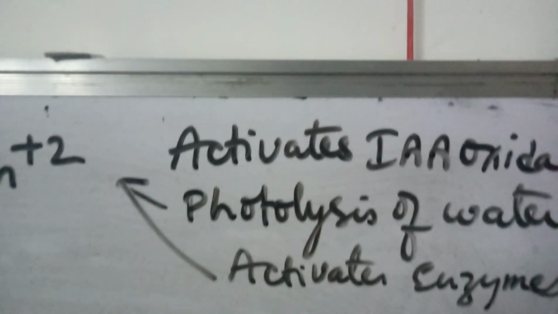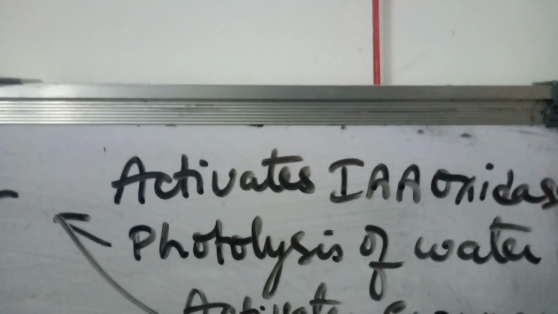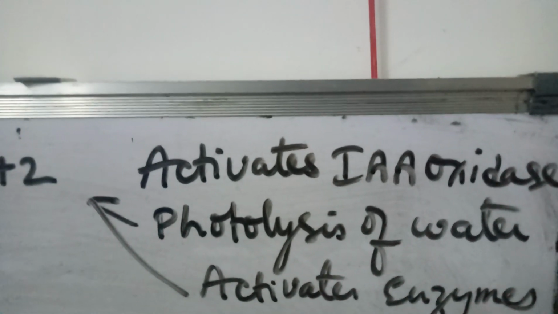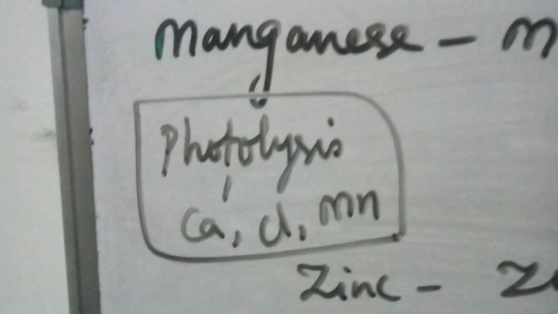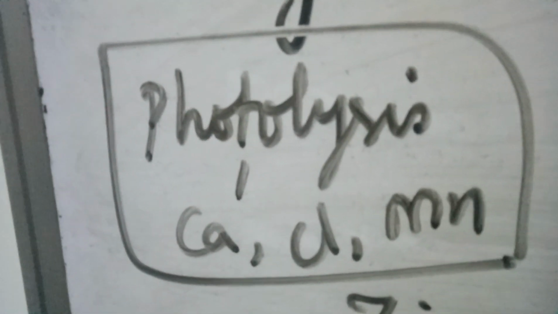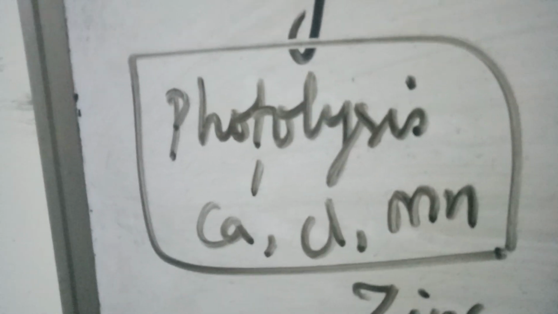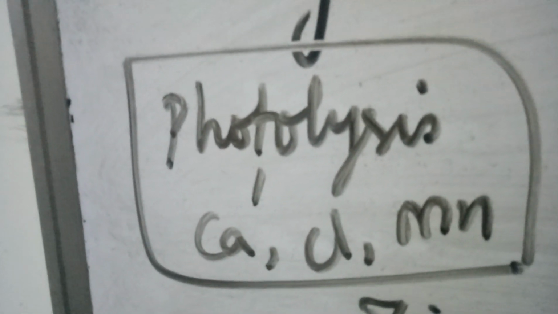Already we discussed photolysis of water. In the presence of light, water is broken down and oxygen is released. For photolysis of water, 3 elements are required: calcium, a macronutrient, and chlorine and manganese, micronutrients. This is a very important point to be remembered. Photolysis of water requires 1 macronutrient and 2 micronutrients.